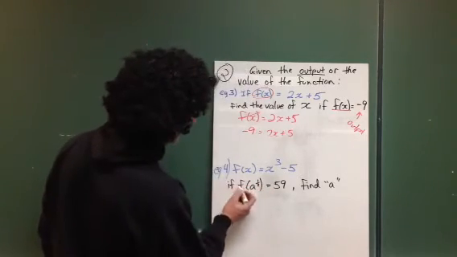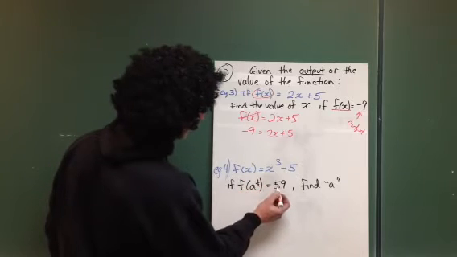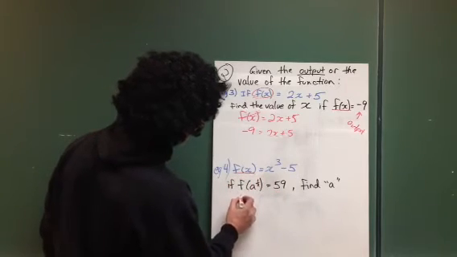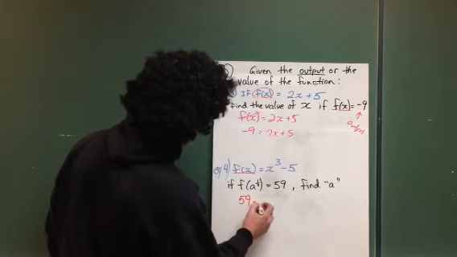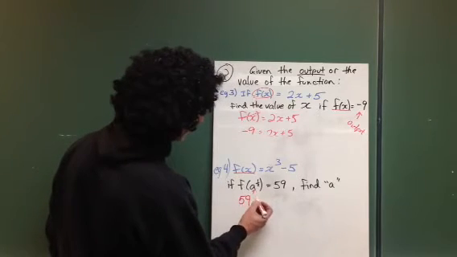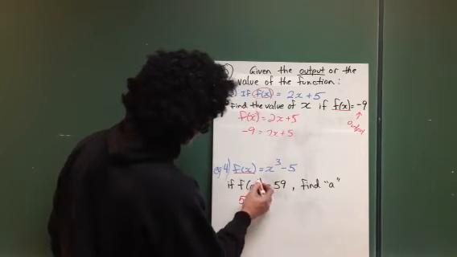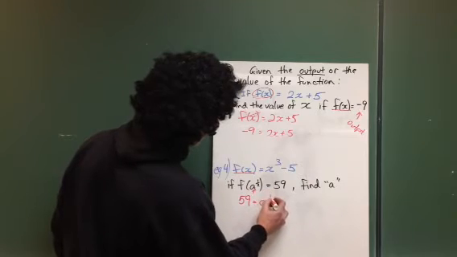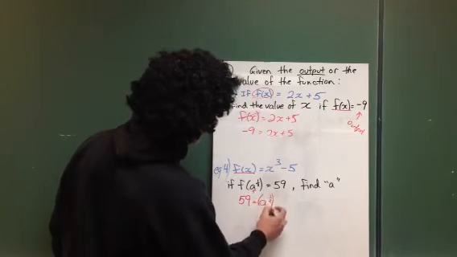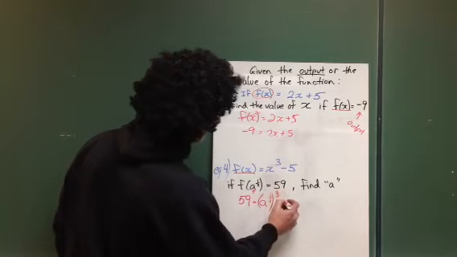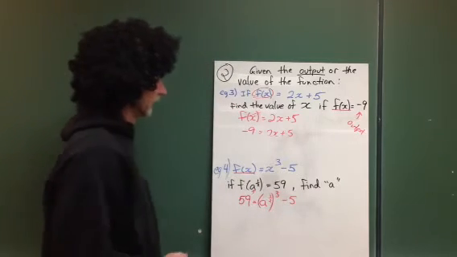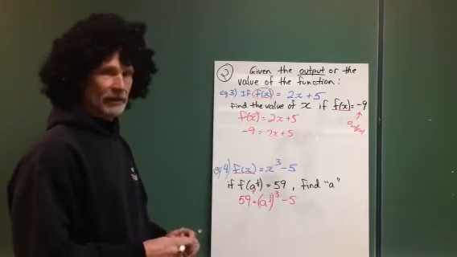It says that this function, the output is 59. So I'm going to replace this part with 59 equals, and this part here is the x. So I'm going to say this part, which is a to the 1/2, is my x value raised to the power of 3 minus 5. That looks pretty intense, but it's not so bad.